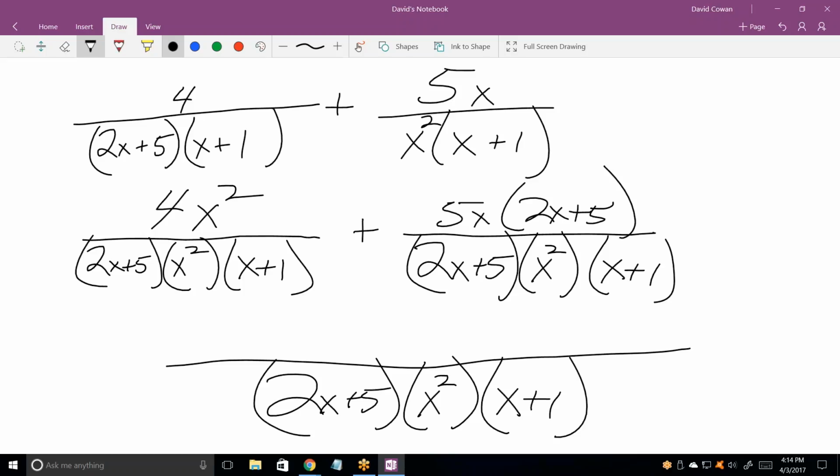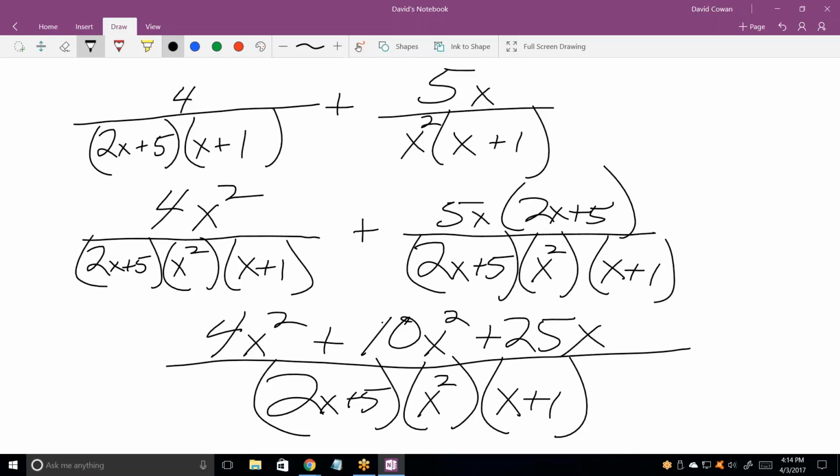Now, what's the numerator? I got 4x squared plus 5x, and then 2x plus 5. Multiply those two together. In numerators you usually need to. 10x plus 5, right? 10x squared plus 25x. Okay. Now, the reason I needed to multiply those together is because I can simplify the numerator.